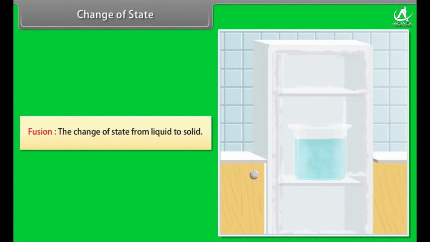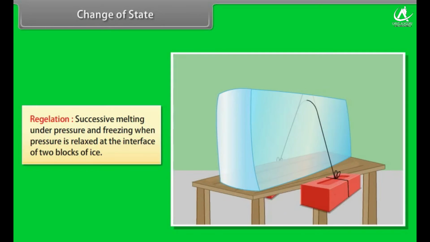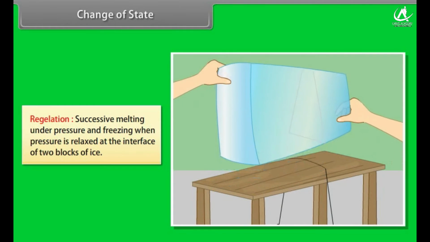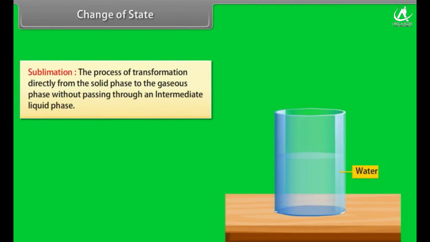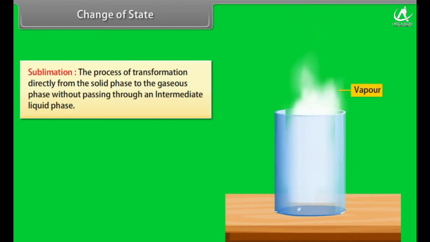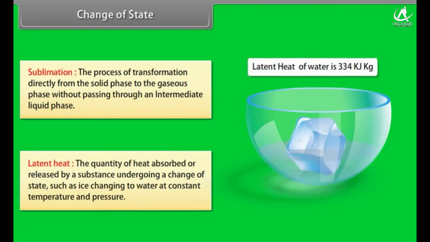Fusion. The change of state from liquid to solid. Regelation. Successive melting under pressure and freezing when pressure is relaxed at the surface at the interface of 2 blocks of ice. Sublimation. The process of transformation directly from the solid phase to the gaseous phase without passing through an intermediate liquid phase. Latent heat. The quantity of heat absorbed or released by a substance undergoing a change of state, such as ice changing to water at constant temperature and pressure.